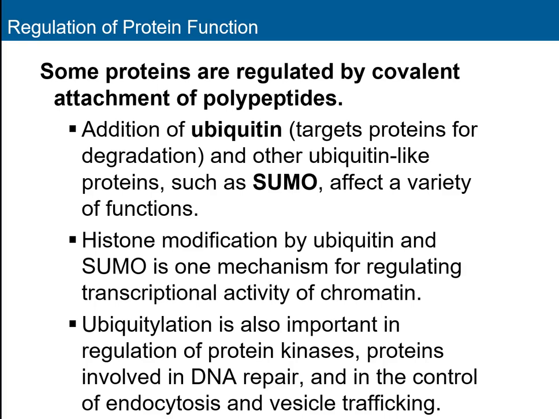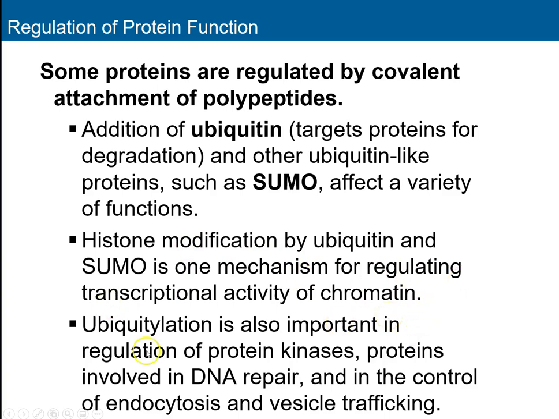Addition of ubiquitin will target proteins for degradation. Other types of proteins like SUMO can affect other functions as well. We're going to talk about protein degradation in a second, but the bottom line is proteins can be regulated by other small proteins binding to them. Histone modification by ubiquitin and SUMO is one mechanism for regulating transcriptional activity of chromatin.